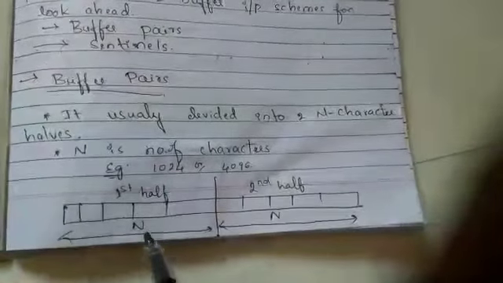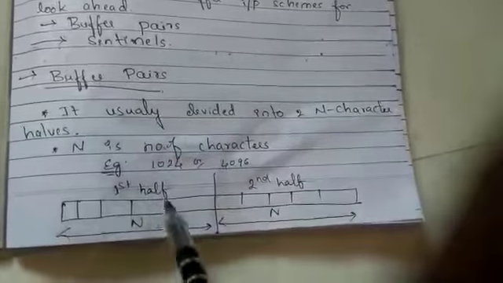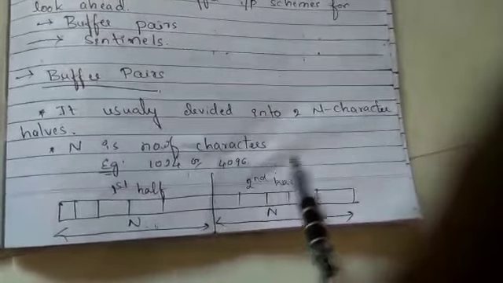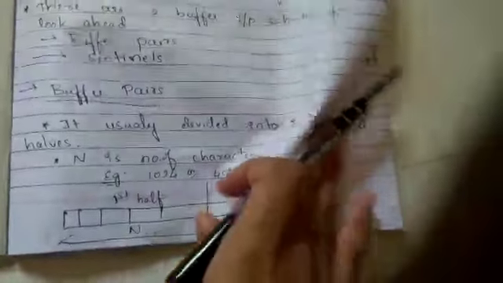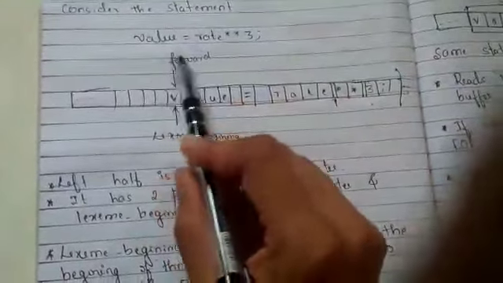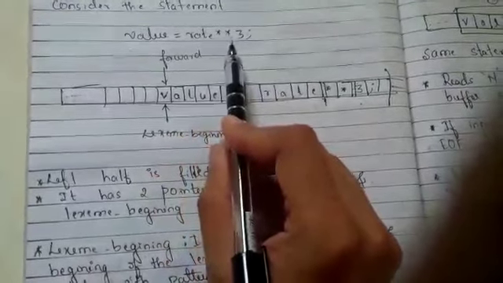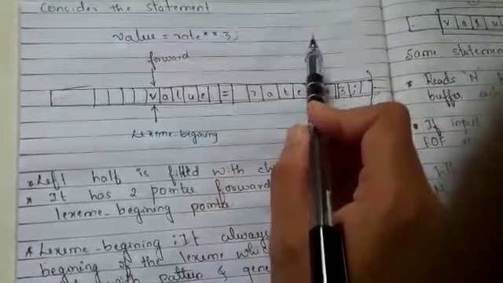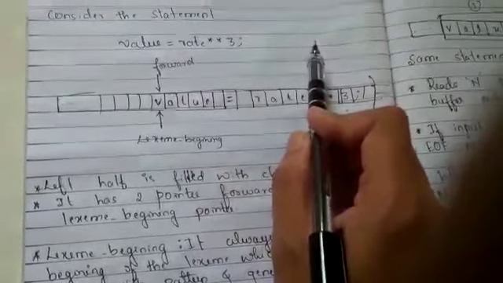Where N is indicating what? The number of characters we can store into a single half. For example, I can store 1024 or 4096 characters into this particular buffer. So consider the statement. I am taking the example value = rate * 3, or you can use E = mc². That is left to you. Whichever statement you want, you can use as an example.